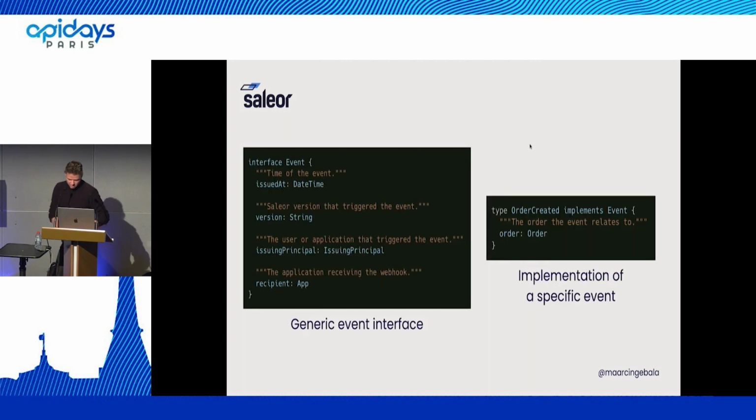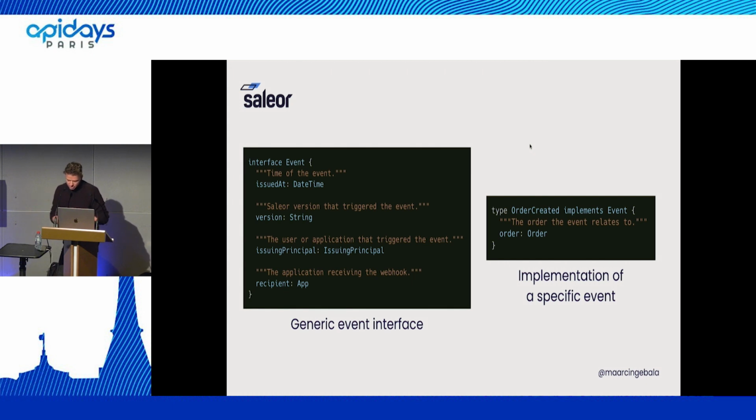And this is how the GraphQL schema looks for this implementation that we use. On the left we have the event interface. That's the GraphQL interface that shares some common stuff between each event, such as date of issue, version of Saleor that was triggering this event, information about the user that triggered this particular action, and information about the app that listens to that event.